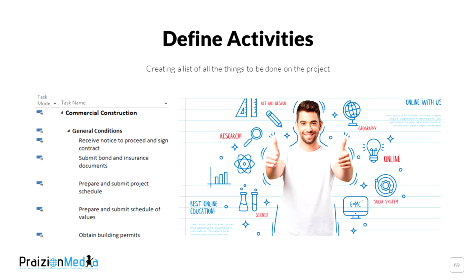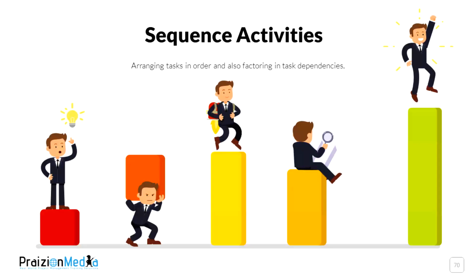We also have an output from here known as a milestone list. Milestones show accomplishments on the project. They are zero duration events. That is also generated from this process known as define activities. The next process is sequence activities. This is where we put our activities in order.